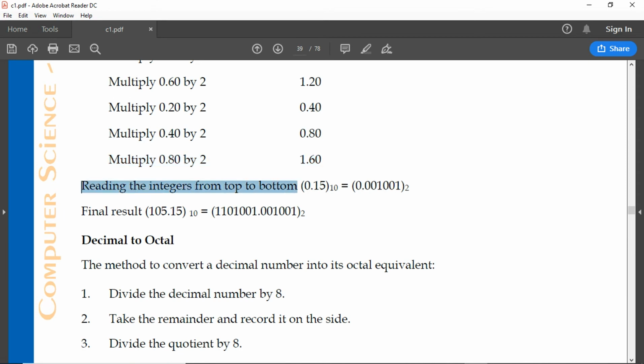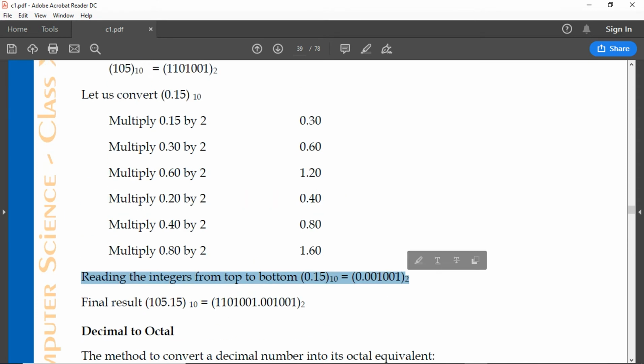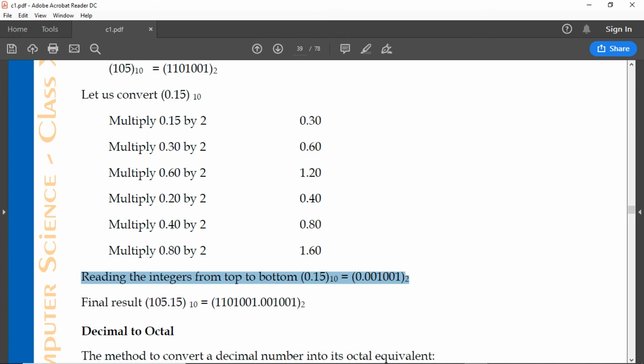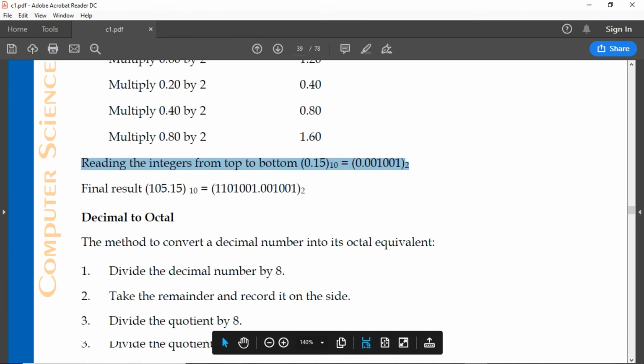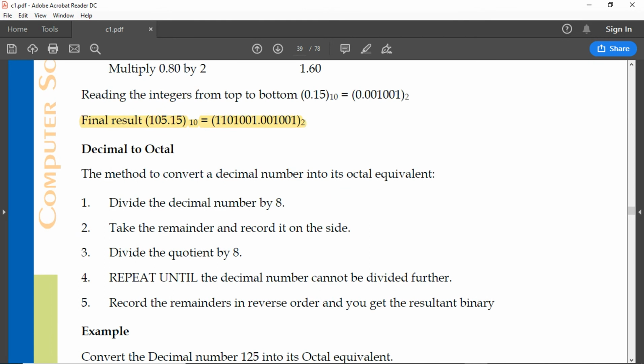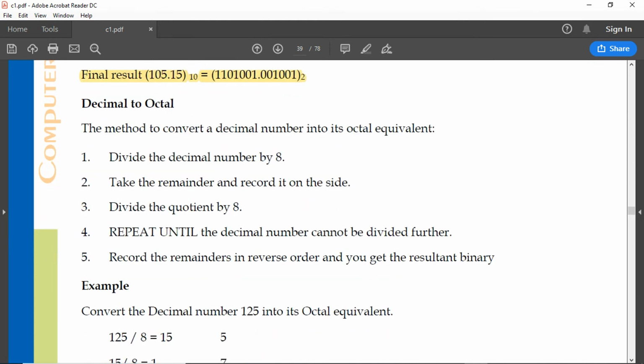Reading the integers from top to bottom, 0.15 base 10 equals 0.001001 base 2. Final result, 105.15 base 10 equals 1101001.001001 base 2. Decimal to octal.